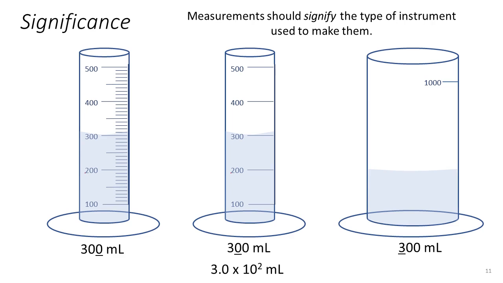In the last graduated cylinder, we only have a marking every 100 milliliters, so our estimated digit is the 3. We have to convey this, so we would have to report our answer as 3 times 10 to the second power. As I said, we'll talk more about significant figures in a future lesson.